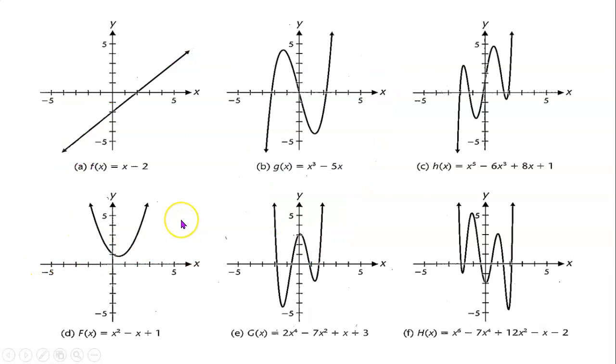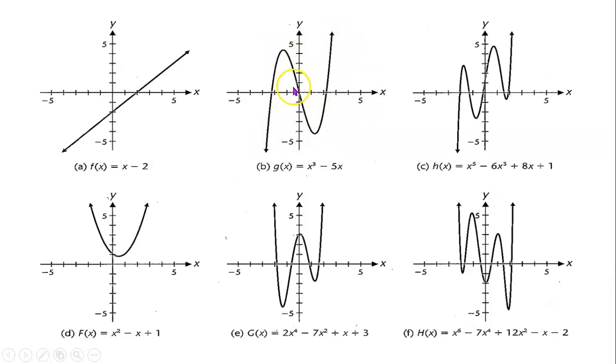Here are some more polynomial functions and their graphs. A degree 1 polynomial that just involves x to the 1st power, that's a linear function. The graph is just a straight line. A degree 2 polynomial function, that's a quadratic function. The graph is a parabola. We've studied those. A 3rd degree polynomial function, well, here's one example of that.